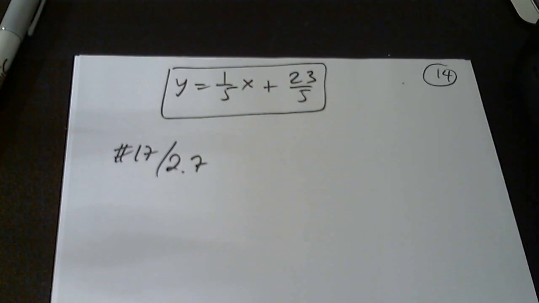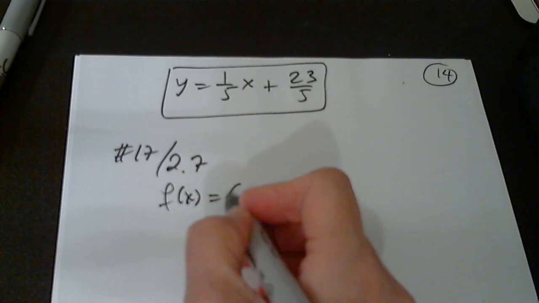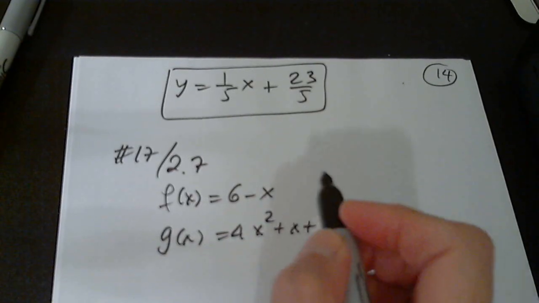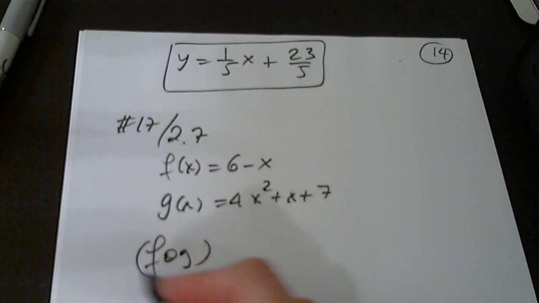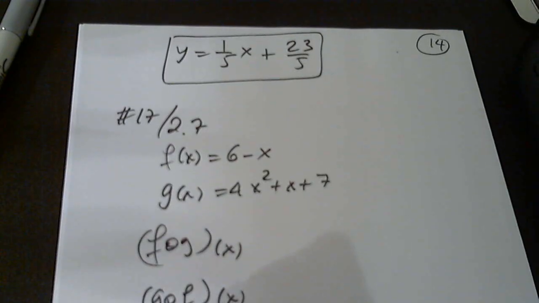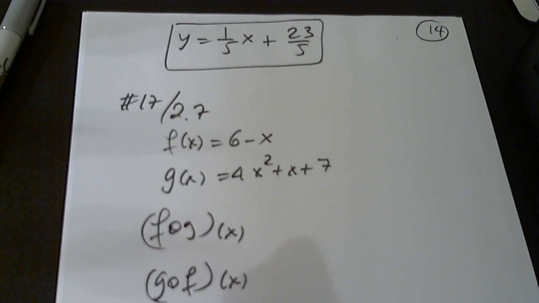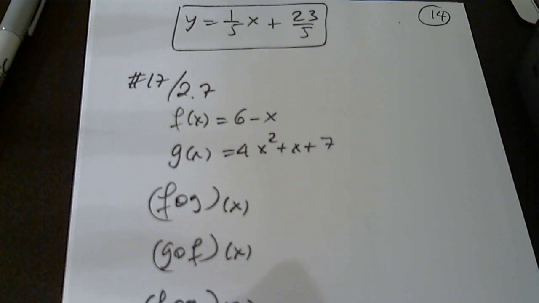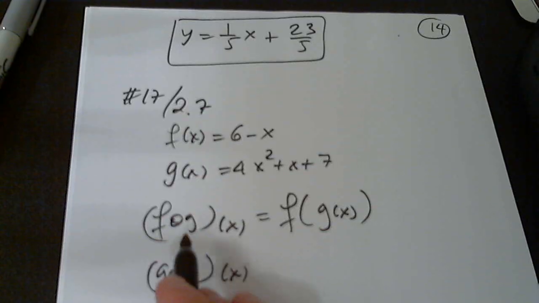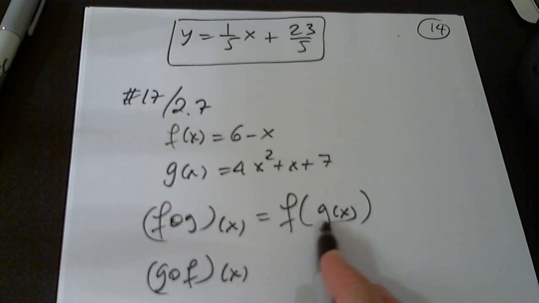Good. So we have f of x, which is 6 minus x. We have g of x, which is 4x squared plus x plus 7. And they want us to find f comp g of x, g comp f of x, f comp g of 3, and g comp f of 3. Excellent. Perfect. You can stop sharing. So first of all, I have to write the definition so I know what I'm trying to do. G is closer to x, so that's the inner function.